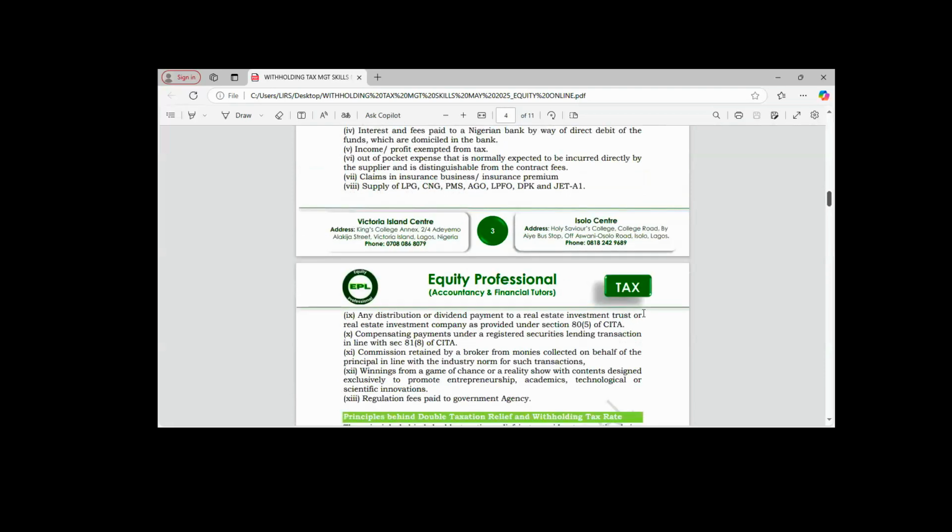Any distribution or dividend payment to a real estate investment trust or real estate company provided under Section 80. So for a real estate company, any dividend they are distributing is also part of that real estate, that money is also part of what they are using to do their activity. Compensating payments under a registered security lending transaction, and commission retained by a broker from money collected on behalf of the principal. So a broker collected money and retained commission. It is not going to be subject to any form of withholding tax.